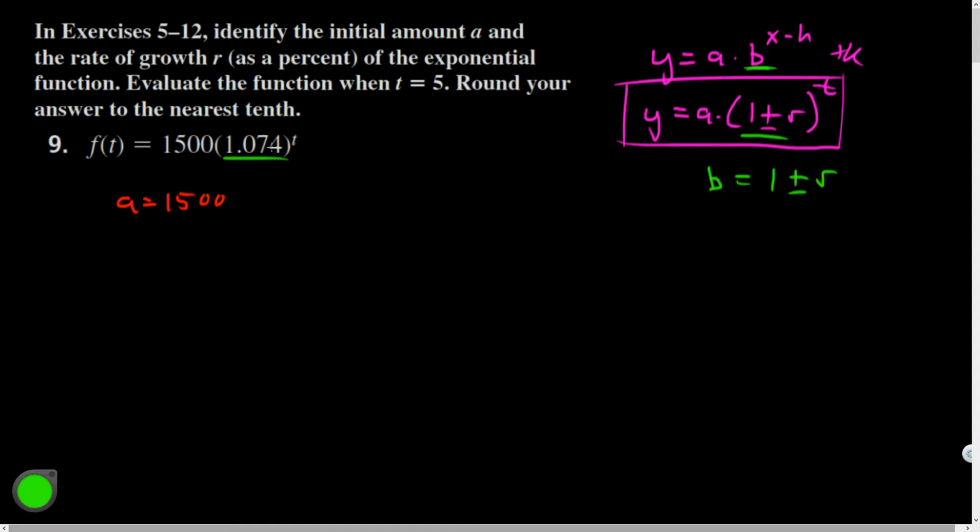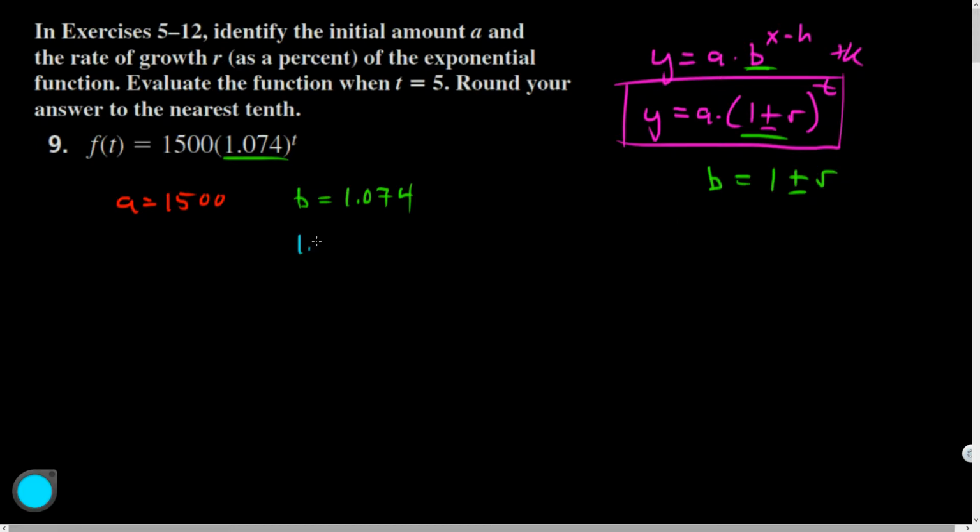So, if b is equal to 1.074, and I want to find r, I can actually plug that in over here and then find r accordingly. Do you guys suspect this is growth or decay? Growth, because this number is bigger than 1. So it is growth, so I'm going to use the plus version of this formula.